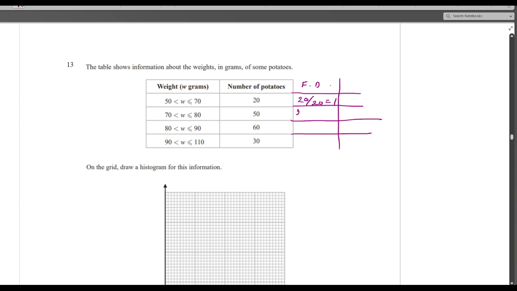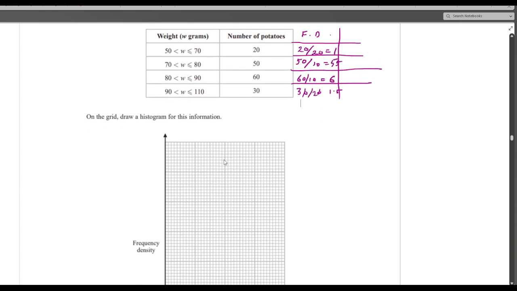The second is 50 divided by 10, which gives 5. Then 60 divided by 10 gives 6. And finally, the width is from 90 to 110, which is 20, so 30 divided by 20, the 0s cancel, 3 divided by 2 is 1.5. Now the first result is 1, the second is 5, the third is 6, and the fourth is 1.5.